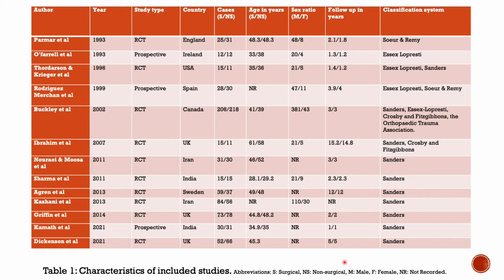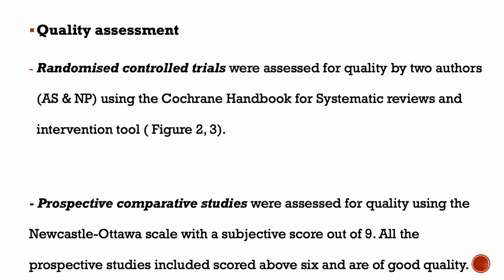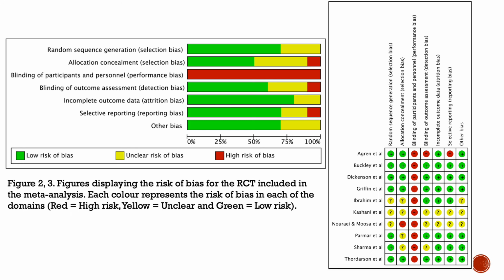The follow-up time ranged from 1 year up to 15 years, and the most commonly used classification system was Sanders. Quality assessment was done using the Cochrane tool for randomized controlled trials and the Newcastle-Ottawa score for the prospective studies. Only good quality studies were included in this analysis, and these figures show the quality assessment for the involved RCTs.